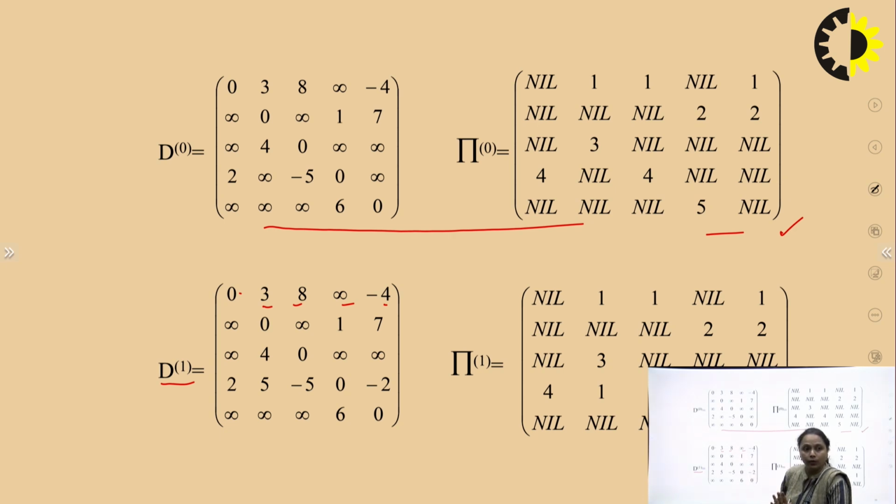And if the cost is not minimum, is more, then in that particular case, we are not going to change the value. For example, if I take this is 1, 2, 3, 4, 5. 1, 2, 3, 4, 5. I have to calculate Dij. Okay. So Dij, initially I consider this value.